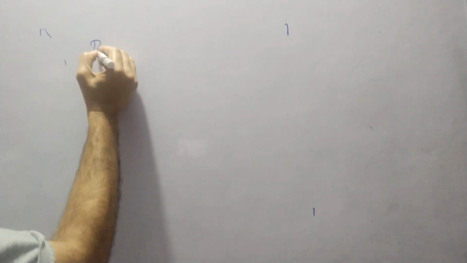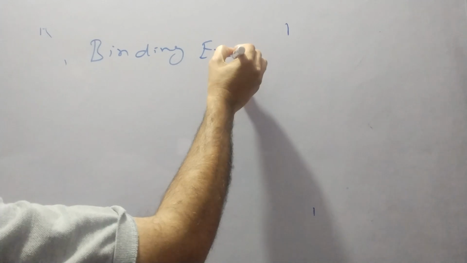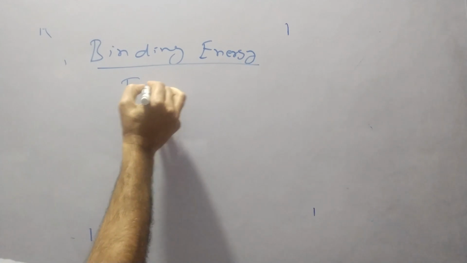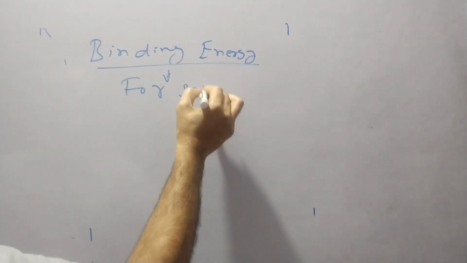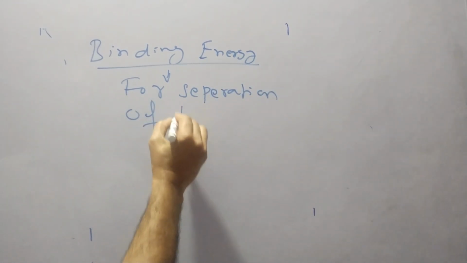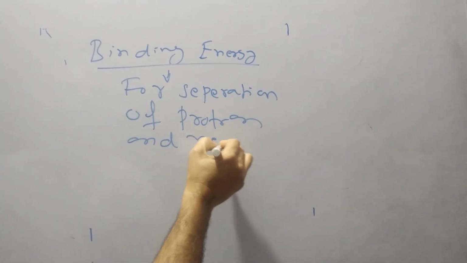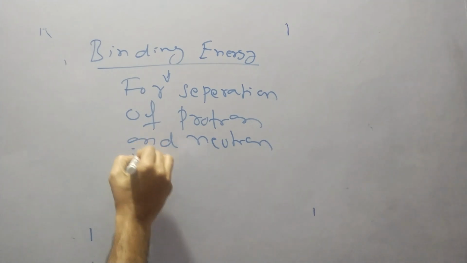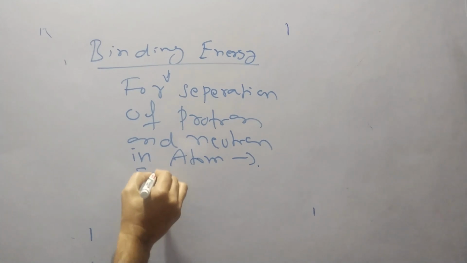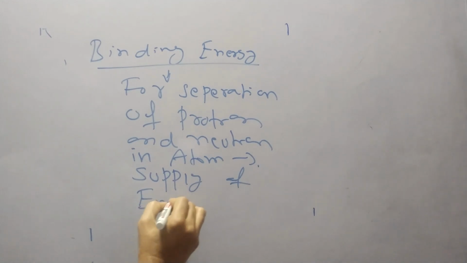So your binding energy definition is: for separation of proton and neutron in an atom, the supply of energy is binding energy. Okay.